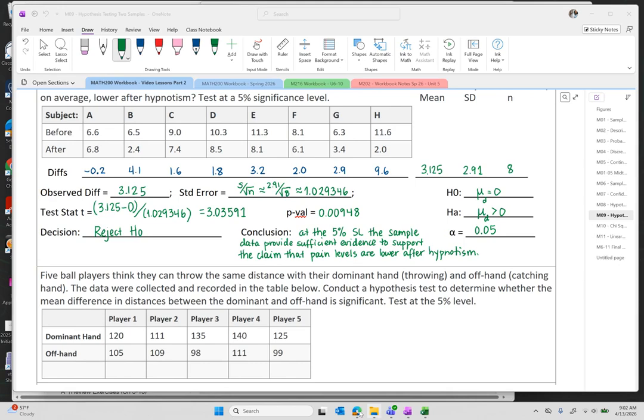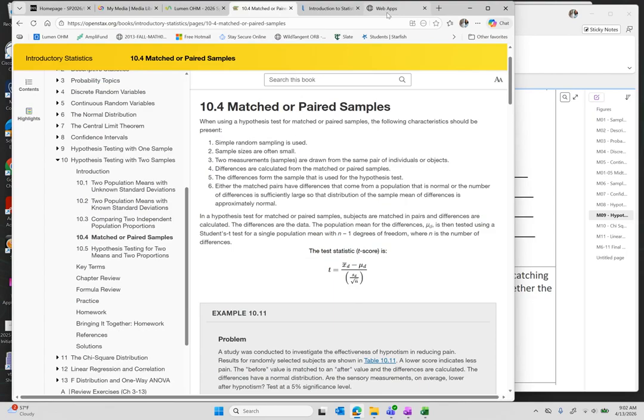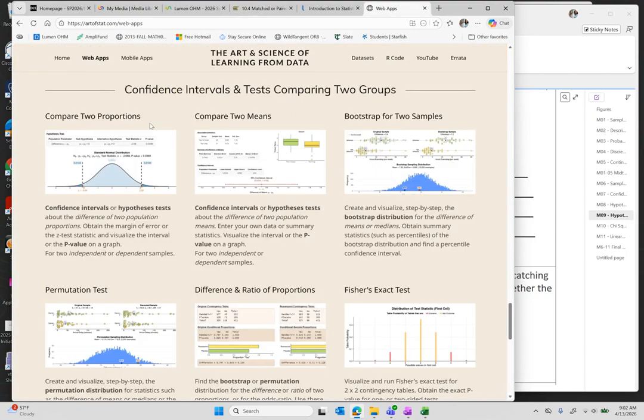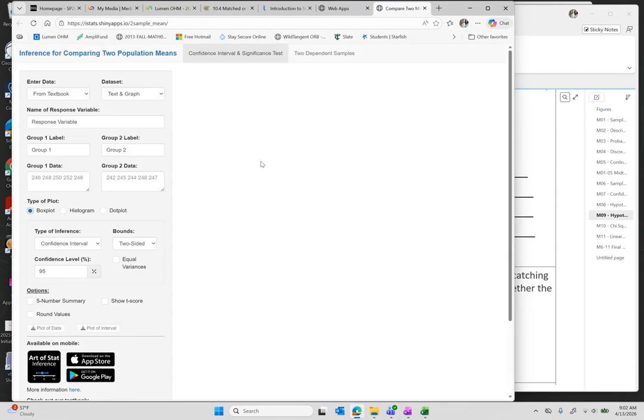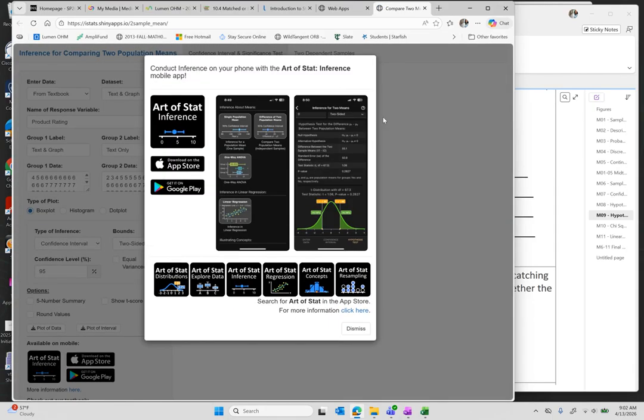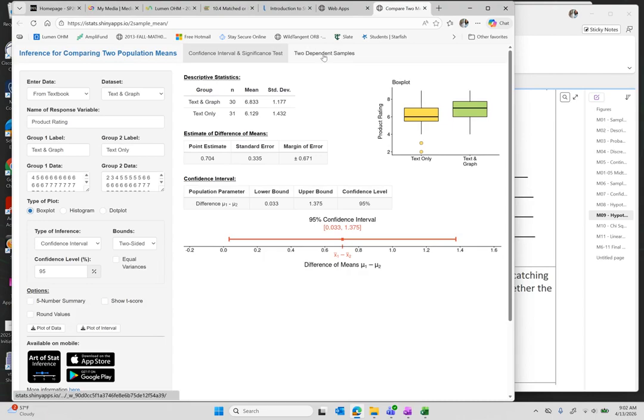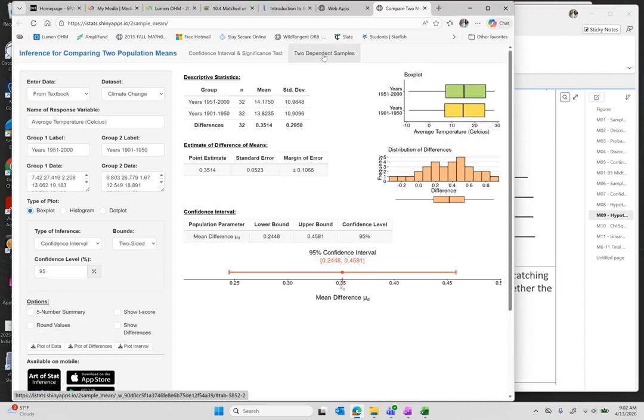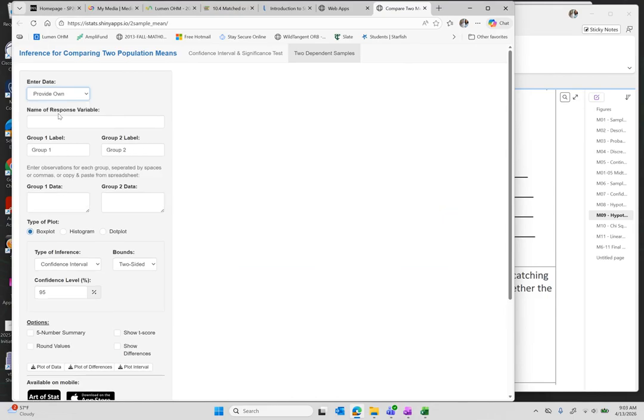Now, in terms of Art of Stat, when you are in the web apps and you compare two means, you can select in Art of Stat 2 dependent samples. At the top, this is a tab of 2 dependent samples, and you can enter your own data, and the response variable will be pain level, and the group 1 will be the before, and the group 2 will be the after.